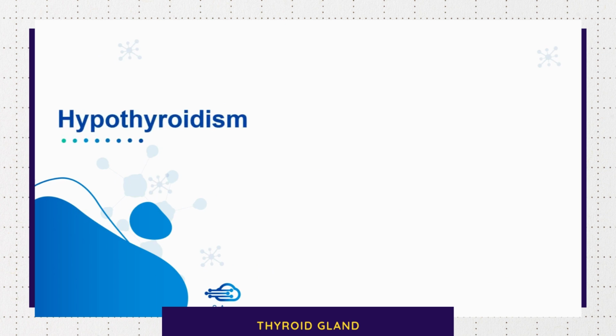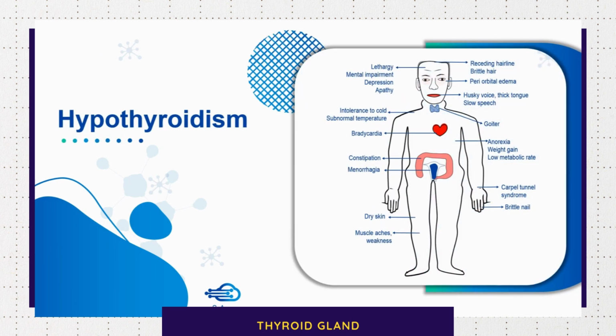Some clinical features of hypothyroidism are mental impairment, depression, lethargy. They can have intolerance to cold because of low basal metabolic rate. They can have goiter, that is enlargement of the thyroid gland. And in the heart, they can have decreased pulse rate, that is bradycardia. Then they can have anorexia, that is loss of appetite. But irrespective of having anorexia, they will still have weight gain because of edema.